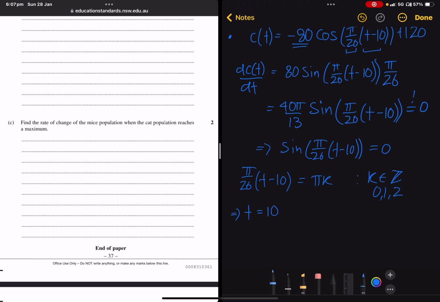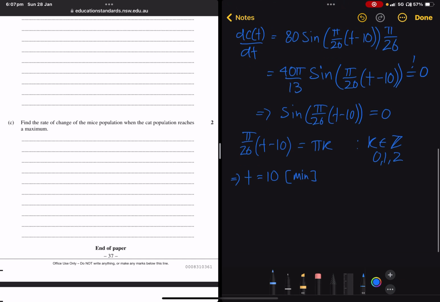So this is our first result. Is t equals 10 a minimum or maximum? If you recall, the cosine graph went down to begin with because it's a negative cosine. So this is actually a min. So this is not the time value we want. So we need to let k equal 1. So this was all k equals 0. Now we've got k equals 1.